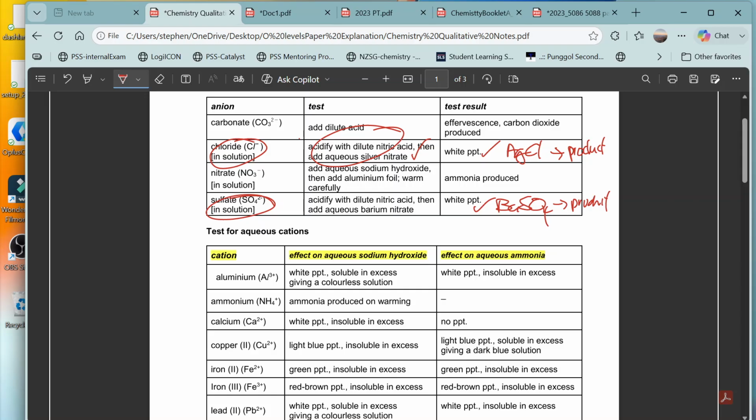So for ammonium, can you see this? Ammonia is produced on warming. That means a gas is produced that turns red litmus paper blue, right? Because ammonia gas is produced. Can you see this? Nothing there. That means no gas, no PPT, no gas, whatsoever. Please remember this. So if there's ammonium present inside your sample, not only is it colorless, but if you add sodium hydroxide into that solution, the sample that contains ammonium, this gas is produced.